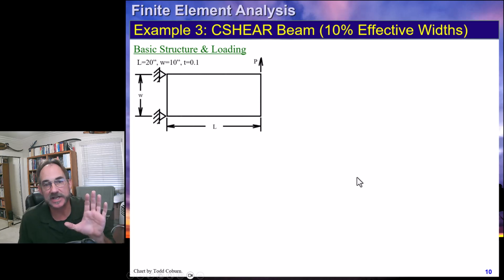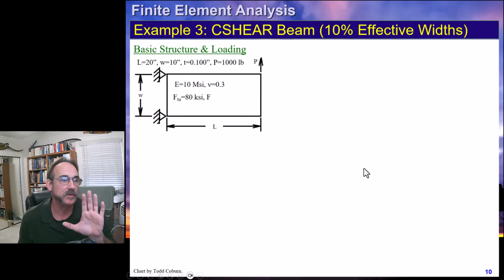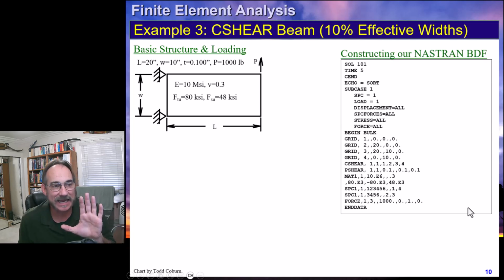Let's assume 10% effective width. Now if we wanted to do that, our model will look the same, except now we would put in 0.1. Since our F parameter is less than or equal to 1, we're still using an effective width percentage of panel width.